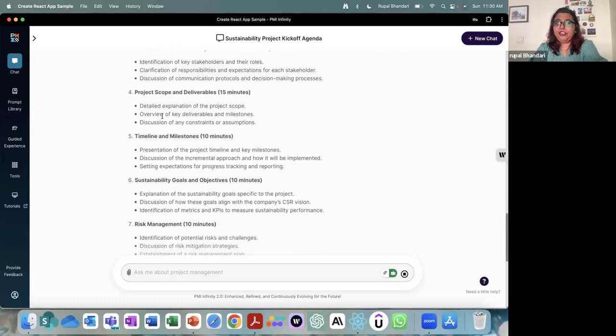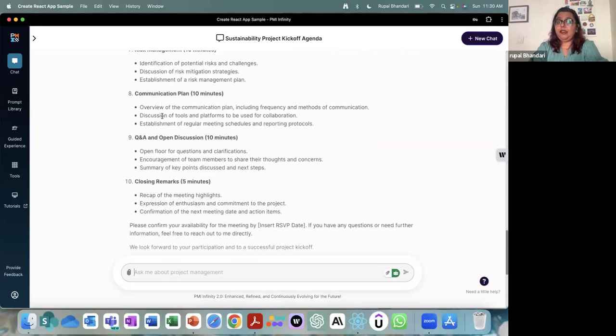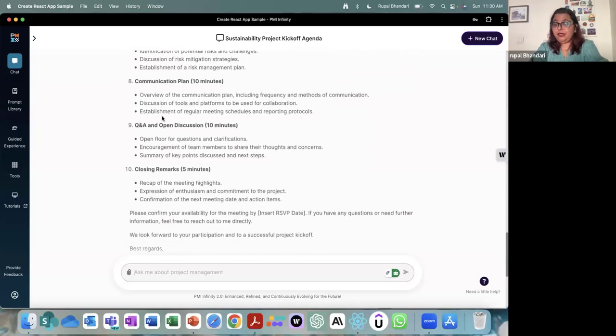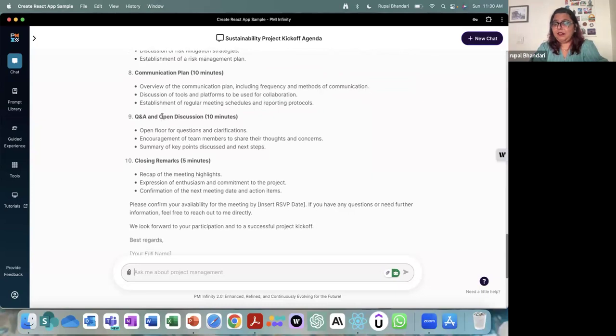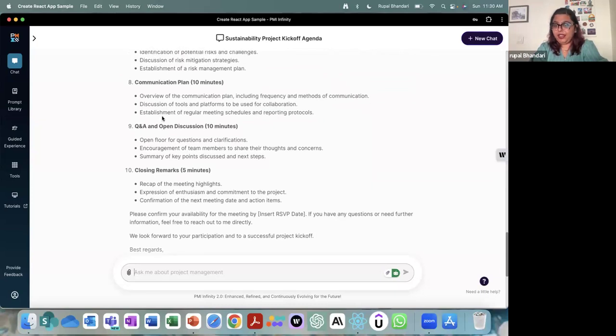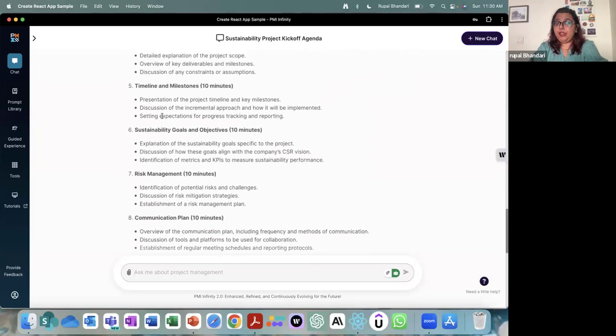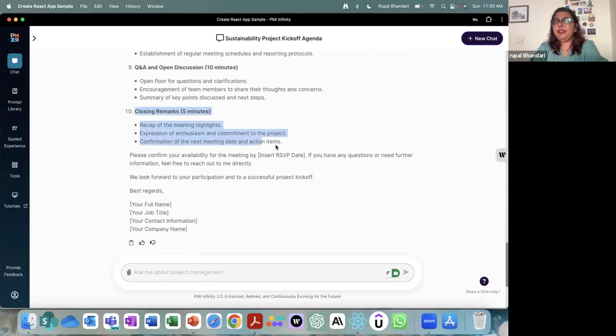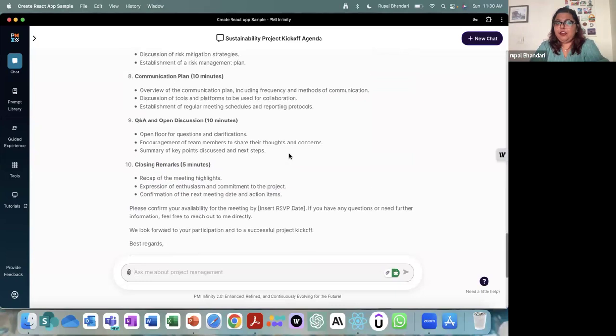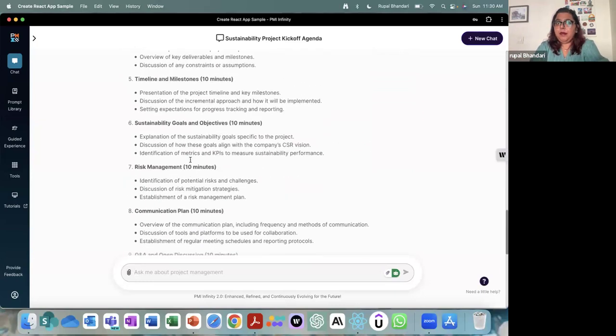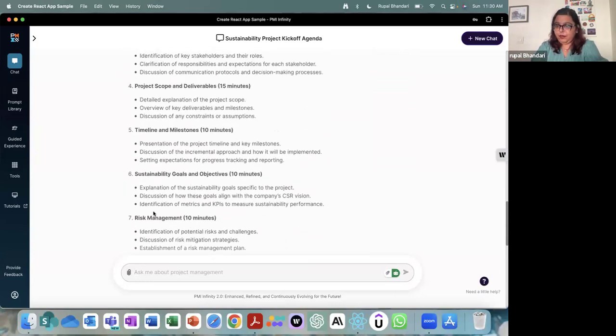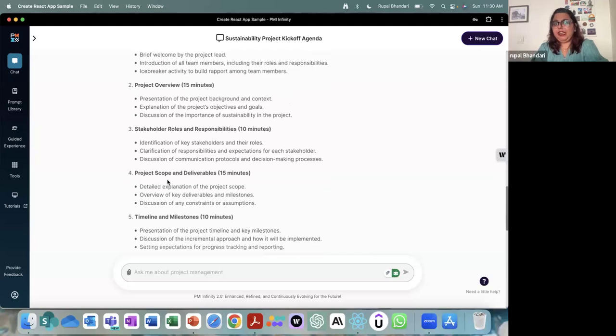Drafting this email from scratch would have taken a lot more time. I'm not saying this is the most perfect email. I'm sure if we start picking this email apart, we can have 10 things we would write a different way. But it gives you a very good template. So what I can do is copy this entire email, edit it, and send it according to what I want. Maybe I don't want the closing remarks to be 5 minutes. Maybe I don't want to talk about risk management right now. Maybe I want to put more details on scope and deliverables in the email. I can do that, but it saved a lot of thinking time.